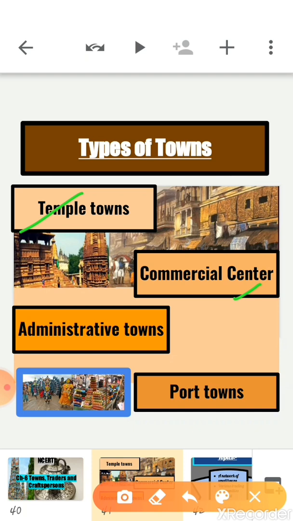Then we discussed commercial centers or commercial towns, those towns that developed due to the production of fine pieces of artistic as well as useful goods such as textiles, crafts, sculpture making, etc. Then we learned about administrative towns. Administrative towns, also called capital towns, were those that were the centers of administration under the ruling kingdom. And last, we learned about port towns. Port towns were those towns that developed due to the ports. So this is what we learned in the first part of this chapter.